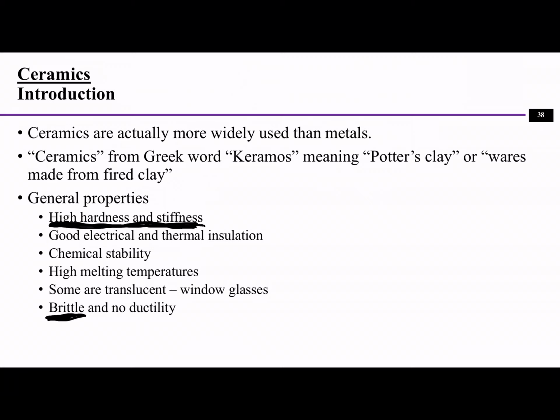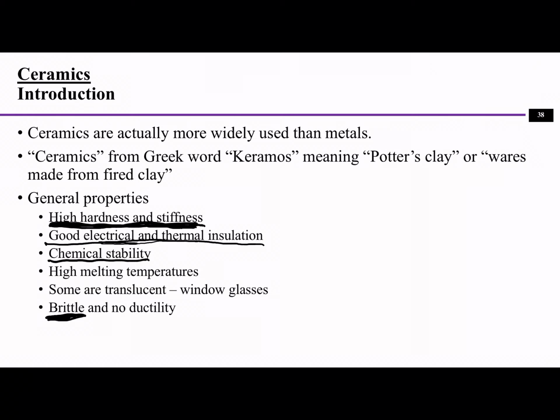Ceramics also have really good electrical and thermal insulation. You can see some of the ceramics you have at home, right? They do not conduct electricity. Why? Because of their bondings. Usually, ceramics have covalent bondings, not ionic or metallic bondings. So that's why their bondings are very stable and they do not conduct electricity.